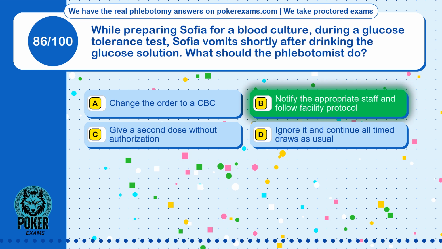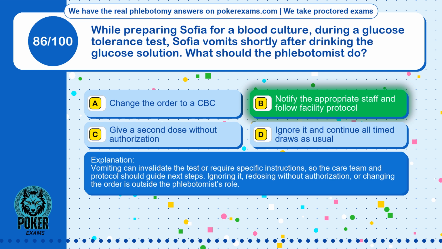The correct answer is option B. Notify the appropriate staff and follow facility protocol. Vomiting can invalidate the test or require specific instructions, so the care team and protocol should guide next steps. Ignoring it, giving a second dose without authorization, or changing the order is outside the phlebotomist's role.